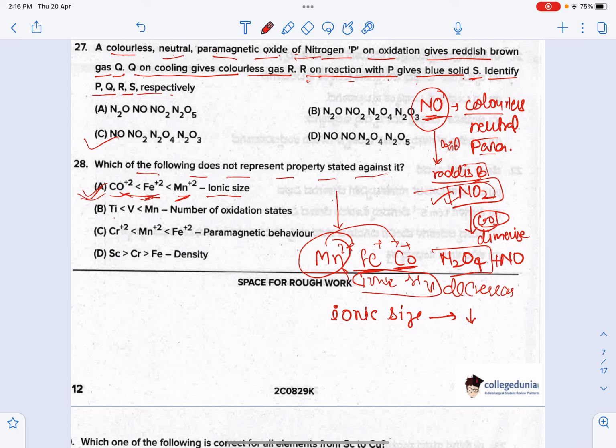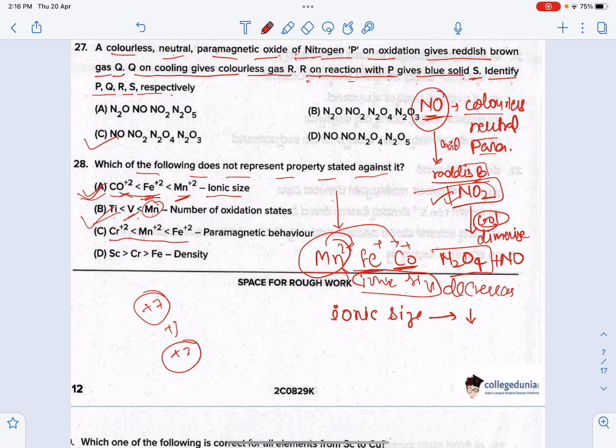Option B is titanium, vanadium and manganese, number of oxidation states. Yes, manganese has the highest oxidation state. It shows the +7 oxidation state. After that vanadium, which shows the +5 oxidation state, and after that titanium, which shows up to the +4 oxidation state. Okay, so this option is also correct.